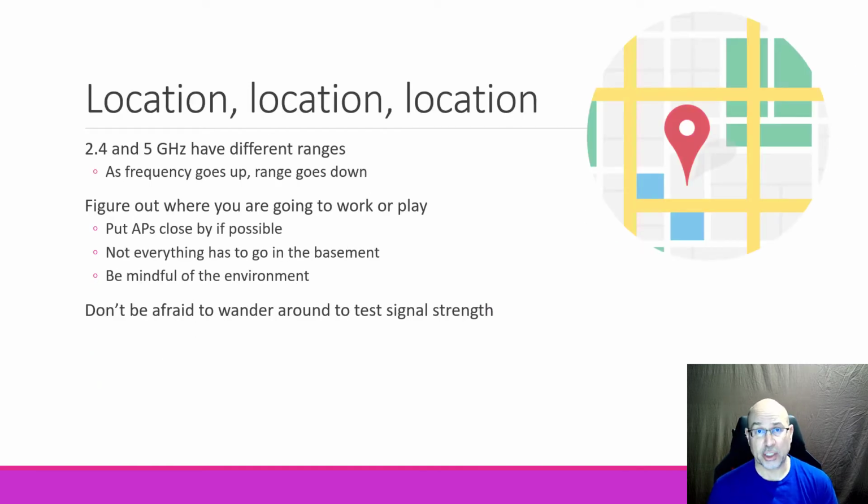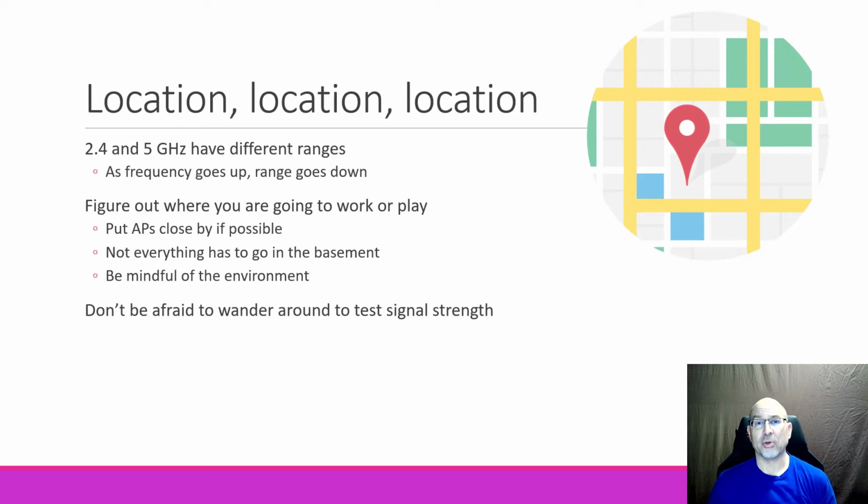Location, location, location. 2.4 and 5 gigahertz spectrum or channels have different ranges. So the basic rule of thumb goes like this. The higher in frequency you go, the shorter your range. So an 802.11 2.4 gigahertz cell looks like this, and then when you have 5 gigahertz it goes down to here. So that's just a basic fundamental property of wireless transmissions.